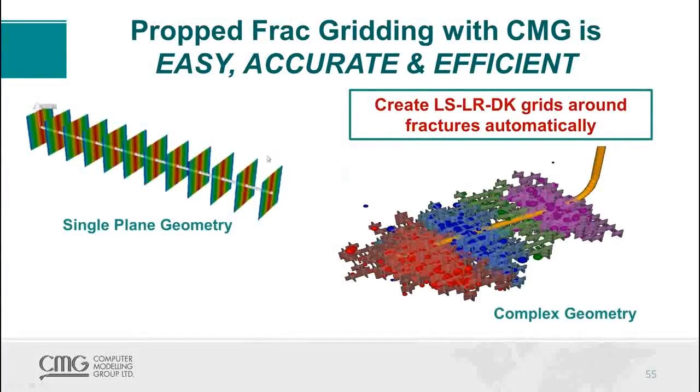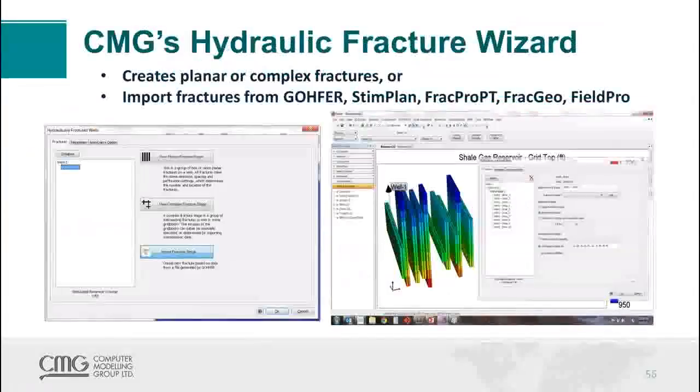This is just kind of a summary slide showing the planar and complex fractures and the fact that in Builder we make it easy to create the proper gridding, not overkill, not logarithmic spacing in two directions all over the whole model, but locally refined grids to represent the transient flow to the matrix, from the matrix to the fractures.